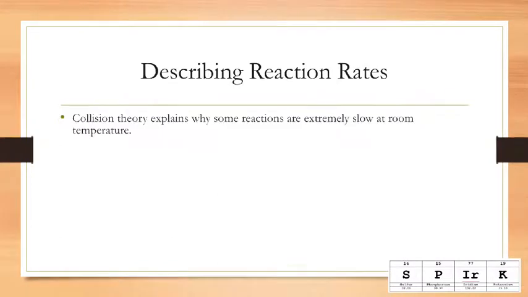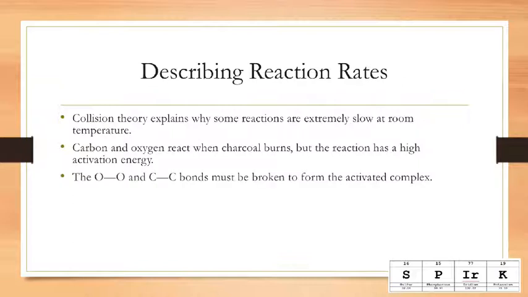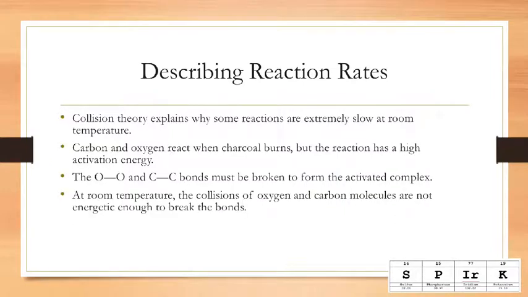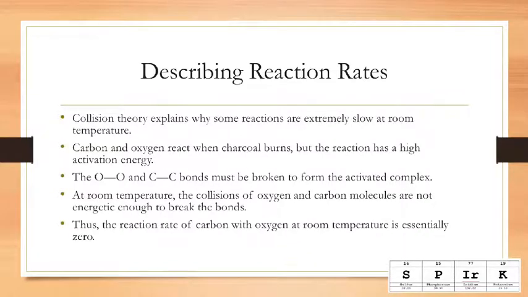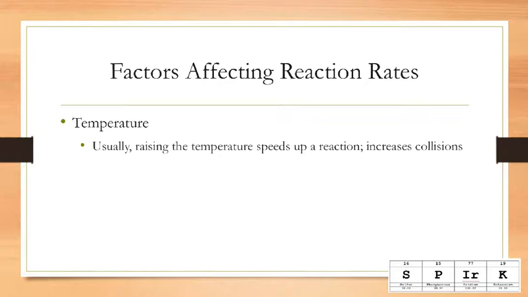Collision theory explains why some reactions are extremely slow at room temperature. Carbon and oxygen react when charcoal burns, but the reaction has a high activation energy. The O to O bond and the C to C bonds must be broken to form the activated complex. At room temperature, the collisions of oxygen and carbon molecules are not energetic enough to break the bonds. Thus, the reaction of carbon with oxygen at room temperature is essentially zero. So they don't have enough energy when they collide to form that activated complex and form the products at room temperature.